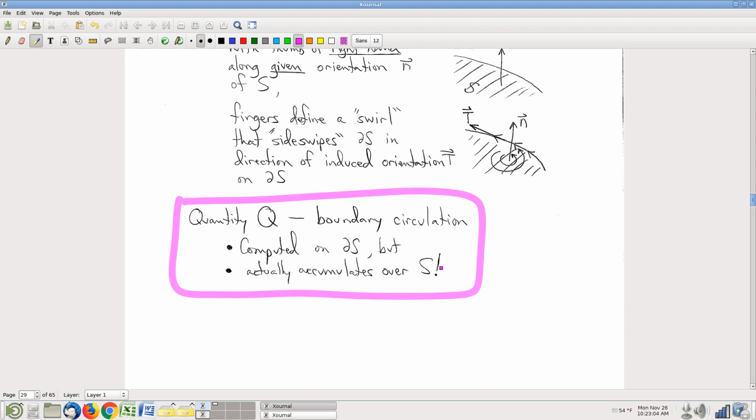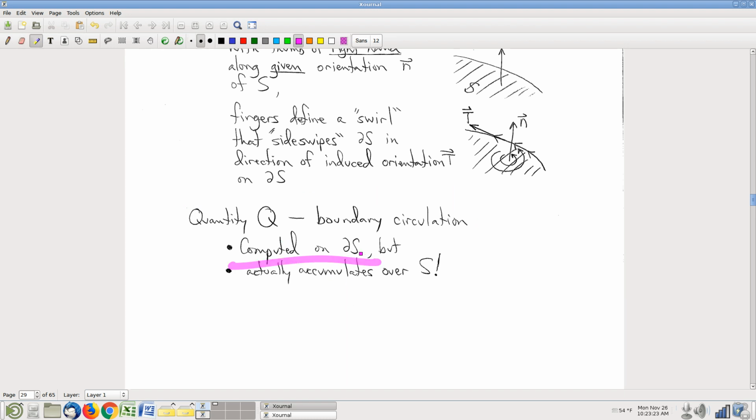If you give me some bounded surface, like something like this, look at the boundary curve. You can ask, given some vector field representing a flow of a fluid, how much is that fluid flowing around the boundary of that surface? Clearly that's computed on that boundary curve, right? What we're going to see is that it actually accumulates over the interior of the surface, even though we don't perceive it that way. Okay.